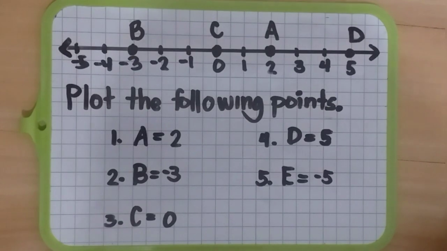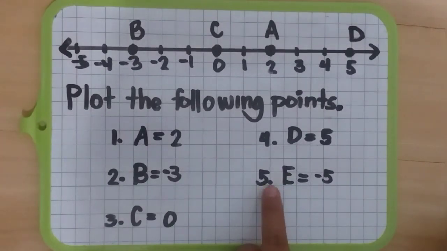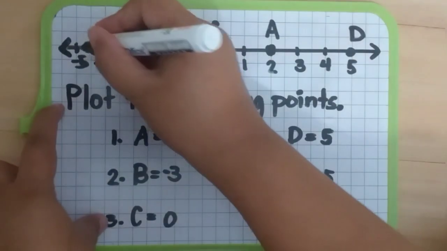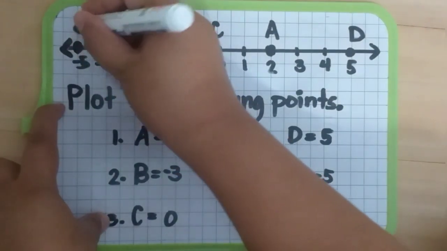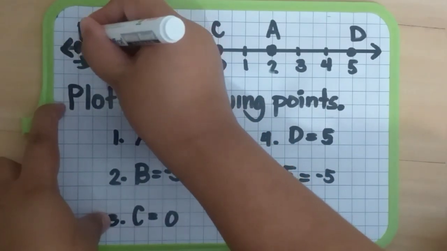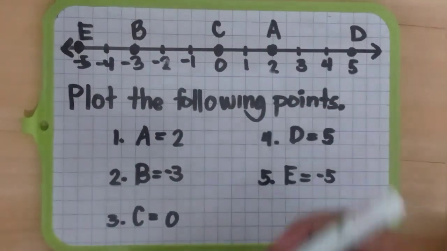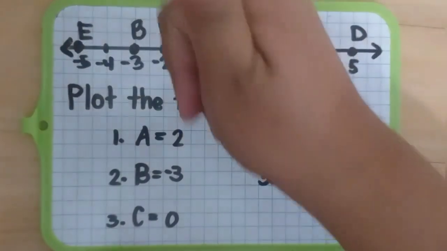Next is number 5. We have E equals to negative 5. Ang negative 5 ay nasa kaliwa ng 0. So, ilalagay natin dito ang ating point and then you have to write E. Very good. So, tapos na tayo sa ating first activity at bibigyan ko kayo ng isang thumbs up.